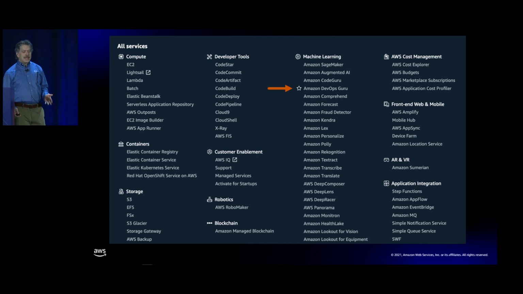Well, now that we've had a chance to introduce you to the feature, let's talk about how to get it working. As I mentioned before, DevOps Guru for RDS is part of DevOps Guru. And what that means is that in order to use it, you have to turn on DevOps Guru for your application stack or for your account. You can find DevOps Guru on the AWS console under Machine Learning.